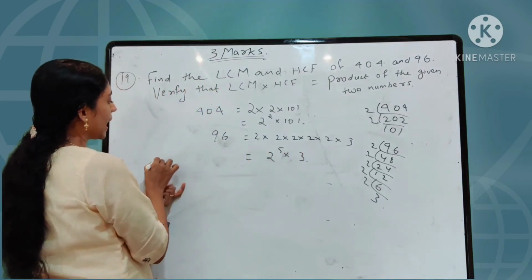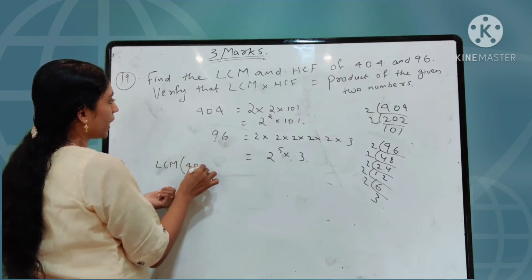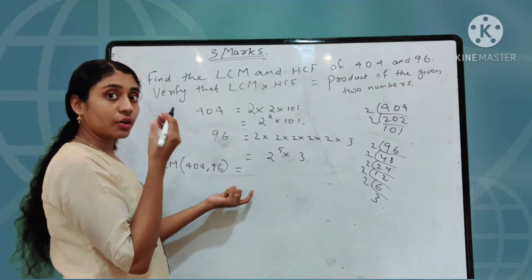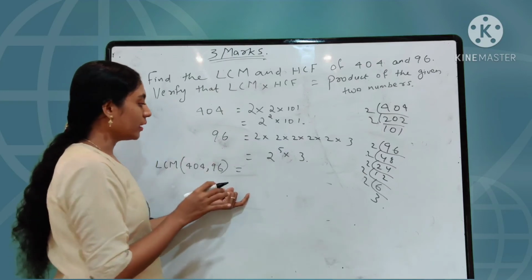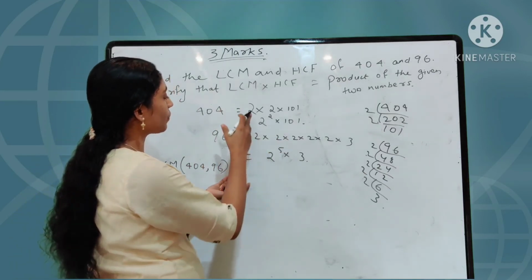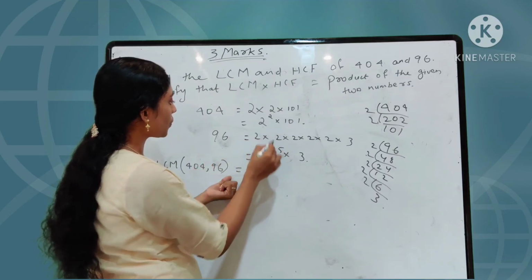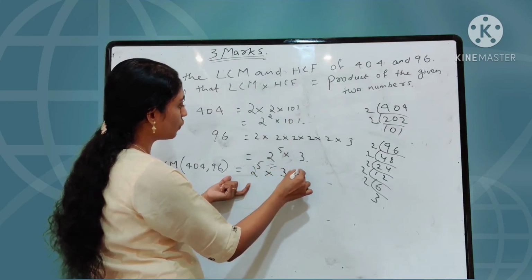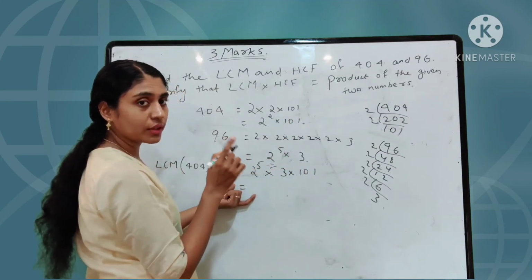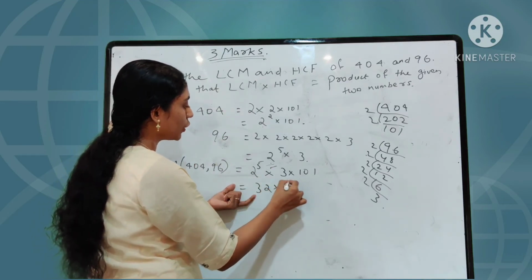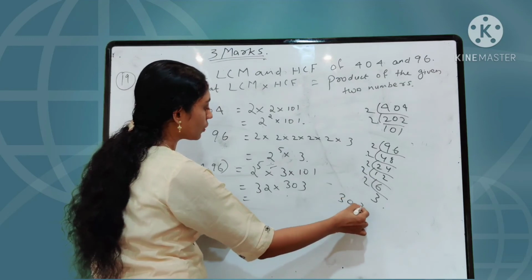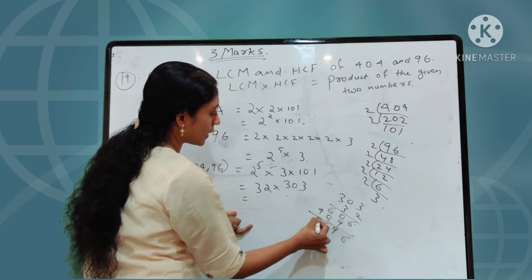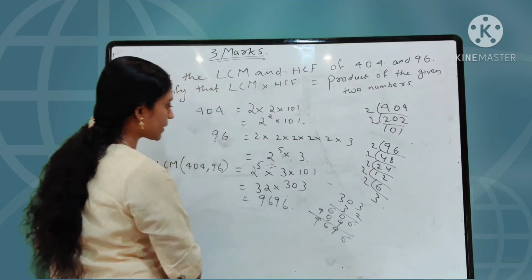And now LCM of 404 and 96 is, you have to write the definition, product of the greatest power of each prime factor involved in the numbers. And what is it? 2 square and 2 raised to 5, which is the greatest power. So it is 2 raised to 5 into 3 into 101. And what is 2 raised to 5? 32. 32 into 101 into 3, it is 303, right? And what about 303 into 32? 606, 909, 9696. So LCM we got 9696, right?